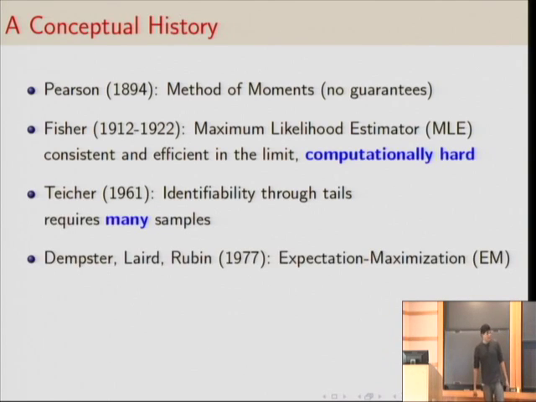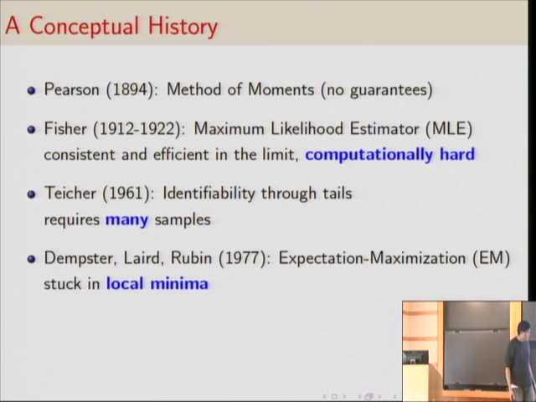Dempster, Laird, and Rubin proposed a more local search-based approach, which is often called the expectation maximization algorithm. And this has been a very powerful approach in practice, but this too has its downsides, namely that it can get stuck in local minima. And even worse, empirically, it's been observed to take a very long time even to converge to this suboptimal answer.